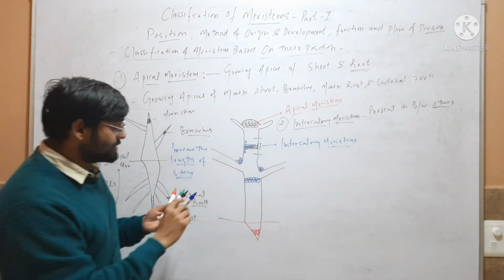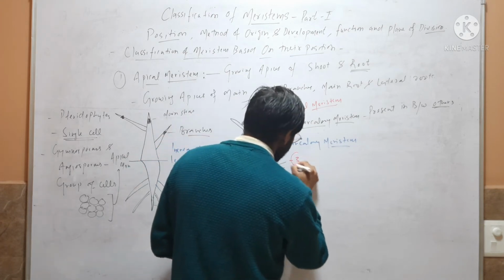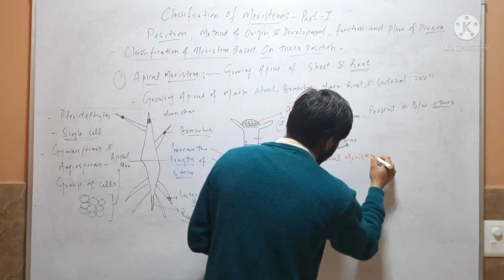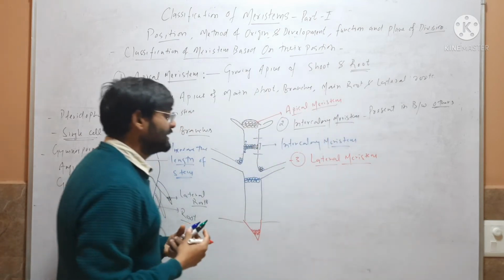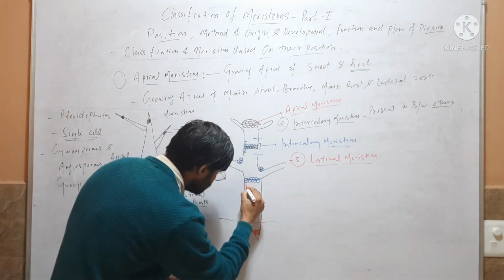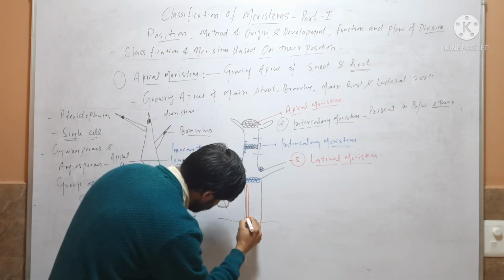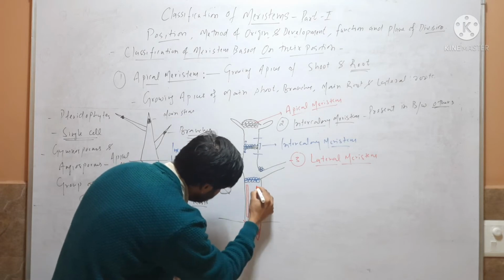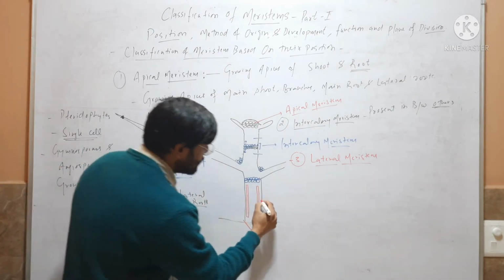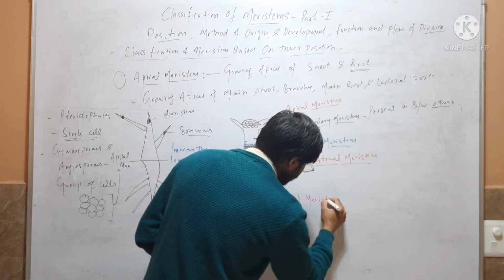Next meristem is lateral meristem. Third one is the meristem that is present on the lateral side of the plant. So the meristem which is present in the lateral side of the stem or root is called lateral meristem.